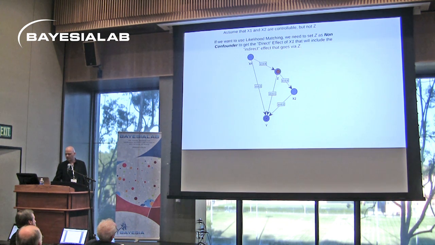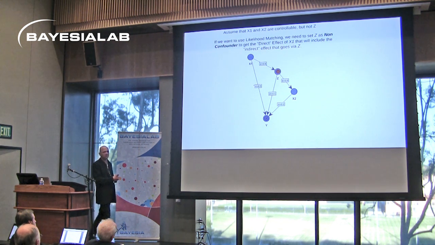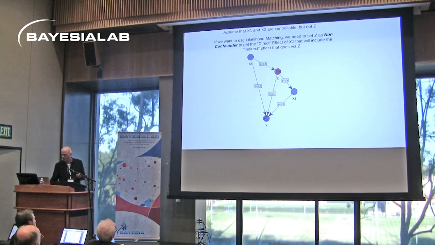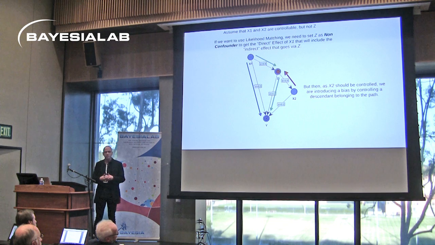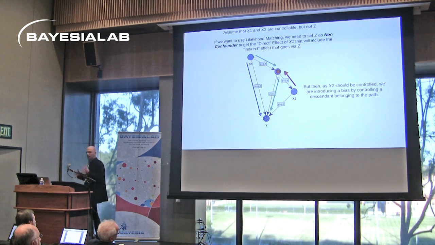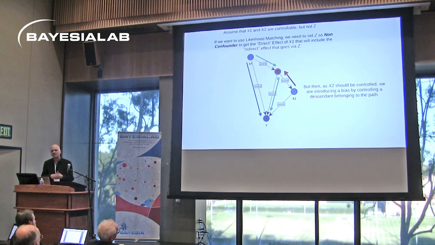Right? So by using likelihood matching for this example, we cannot estimate the direct effect of x1 and even the one of x2. So to be able to do that, we need to use a conjunction. We need to use both likelihood matching and intervention, or the two interventions if we are sure that all the directions of the links are correct.